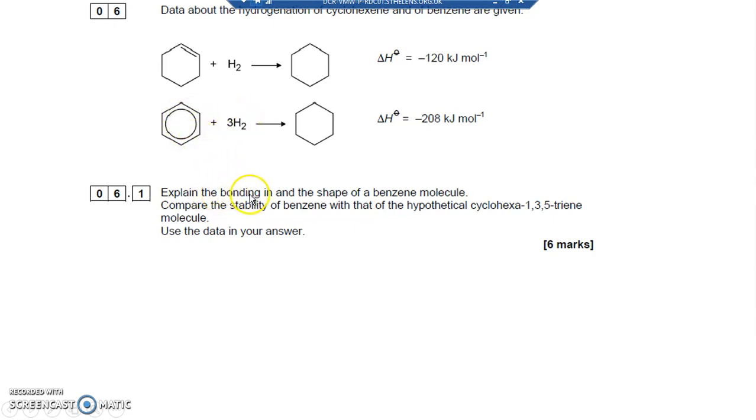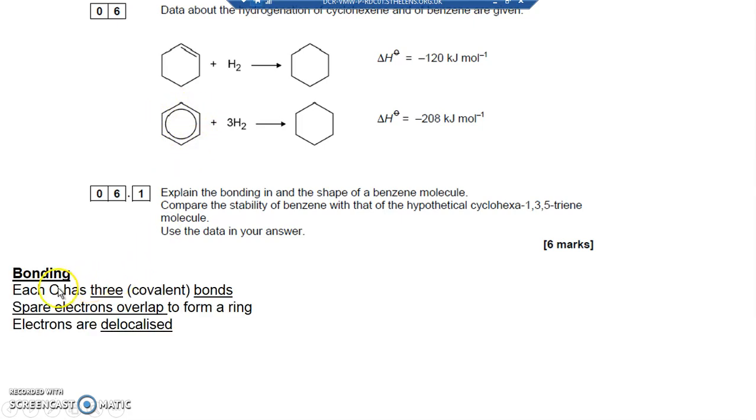Anyway, it asks us to explain the bonding and the shape of the benzene molecule. So what you've got is hydrogens on each corner, 1 hydrogen on each corner, and each carbon is bonded with a covalent bond to 2 other carbons. The 4th bond is this ring, and now we need to explain this ring. So each carbon has 3 covalent bonds to a hydrogen and to 2 other carbons, and then the 4th electron, which we call a spare electron, overlaps to form the ring.